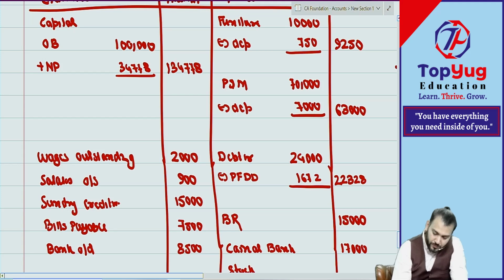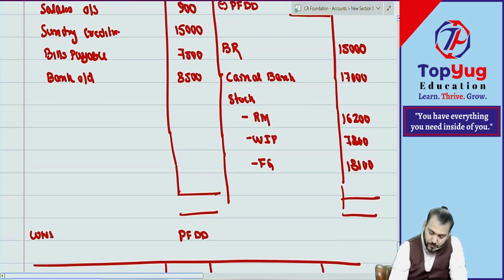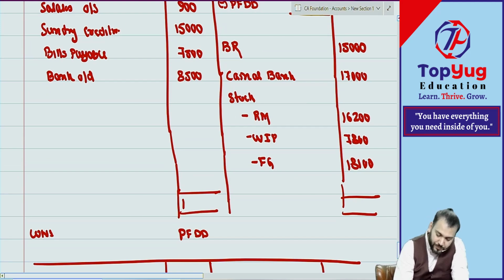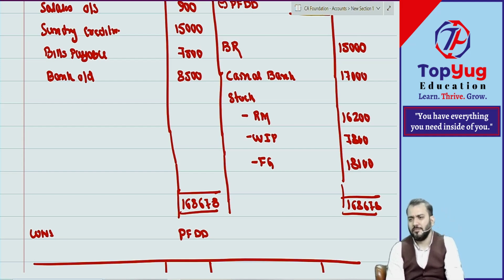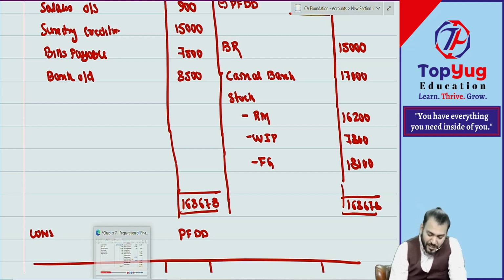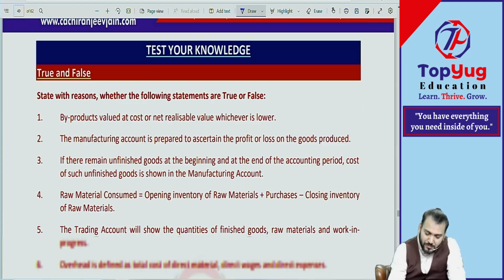How much? 1 lakh. But this question I have done. You have not done, correct? So don't feel happy. Till you do by your own, perfection will not come. So balance questions, you need to do by your own.